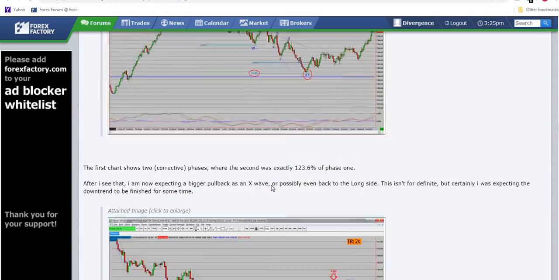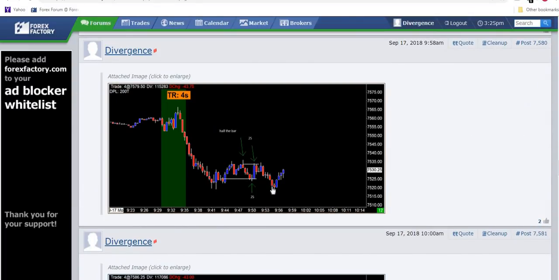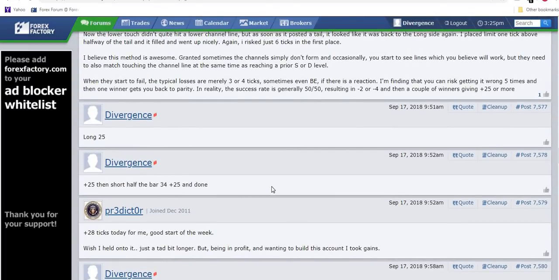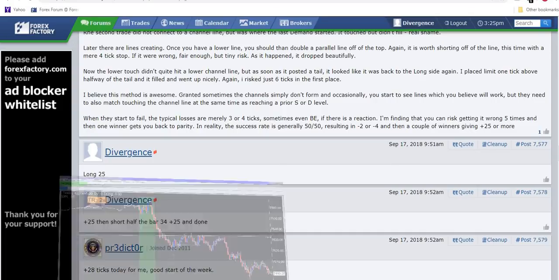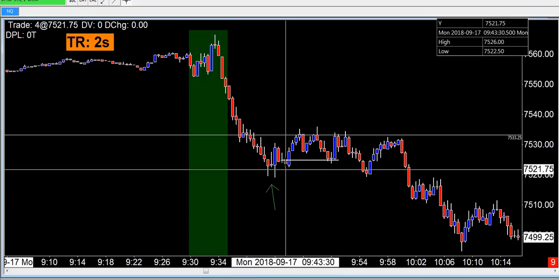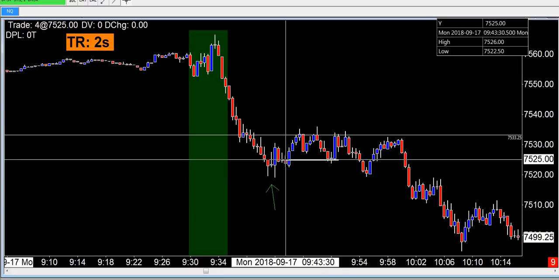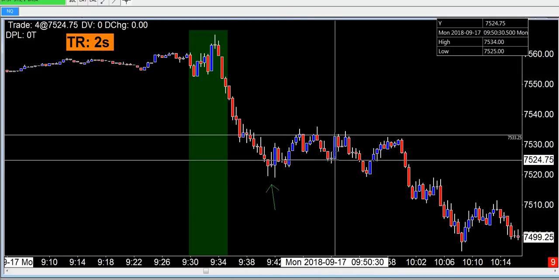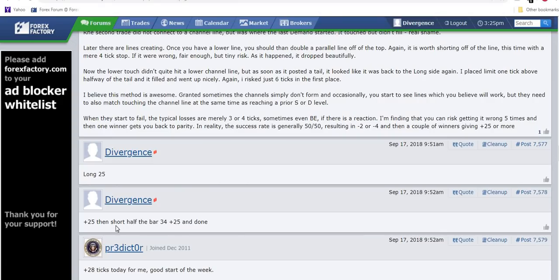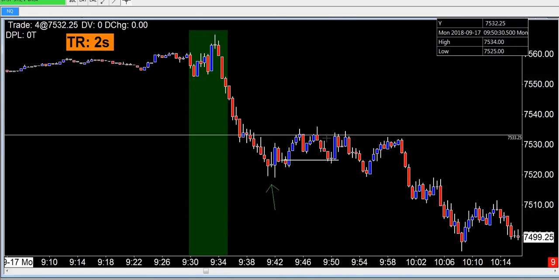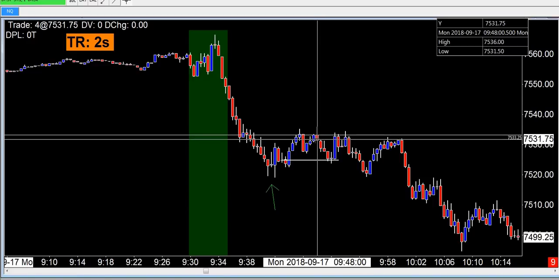17th. Alright, 17th. So it looks like my first trade was long at 25. Long. Oh, look at that. Long at 25 on the pullback. What's my next trade? Short half the bar, 34. $350.